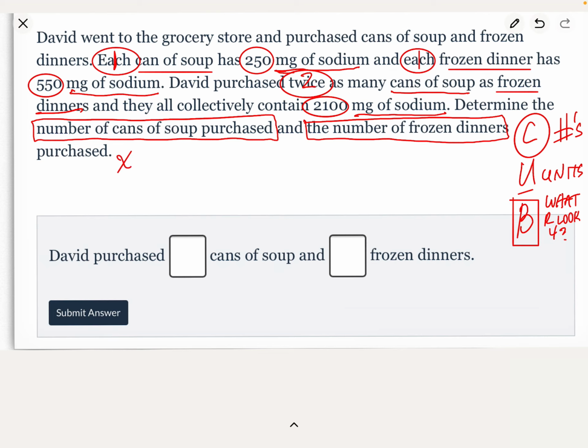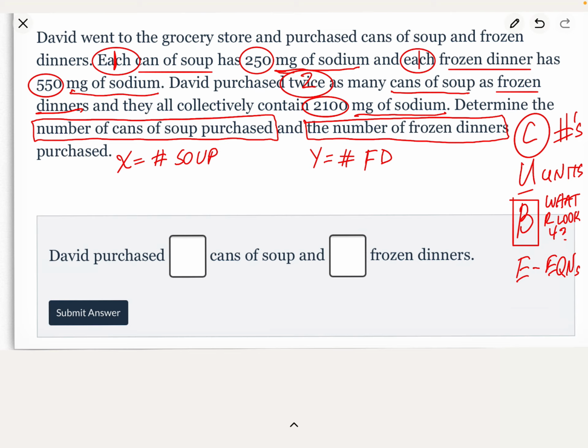So I can say x equals the number of cans of soup, and y equals the number of frozen dinners. FD stands for frozen dinners. Okay, now that I have my two variables, I need two equations. And how do I find out what my equations are? That's the key here. Well, go look at the units and see which ones have the same units.